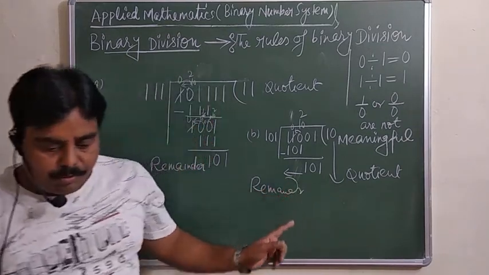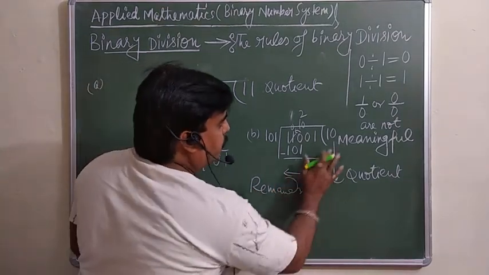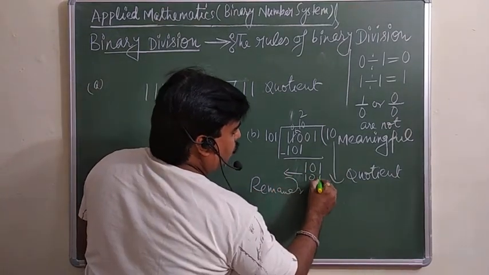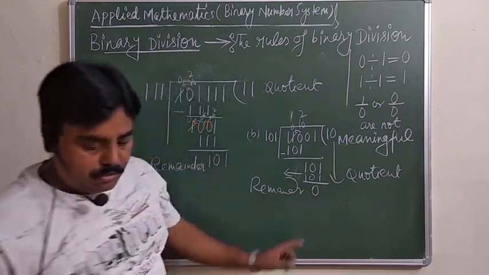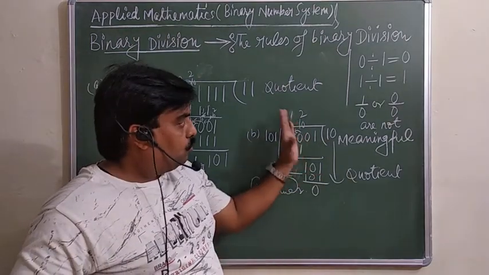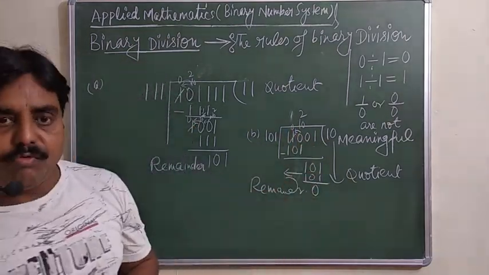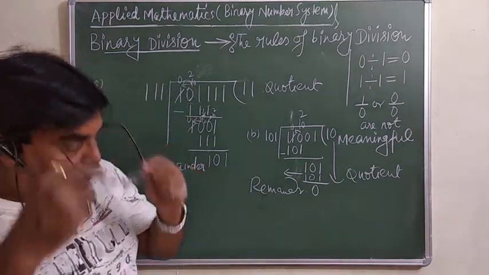Just see, it can be divisible. Again, you can divide this one only. See, because it will be divisible by 1 only. So that 101 we will write. So 10 will be there and your remainder will be 0. So quotient will be 10 and remainder will be 0. So in division also you should be very careful. So yes, the answer is quotient 10 and remainder 0.